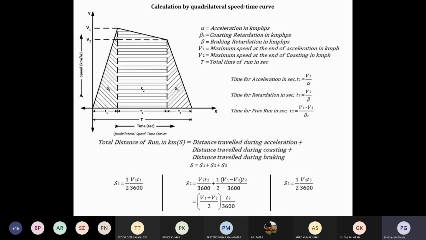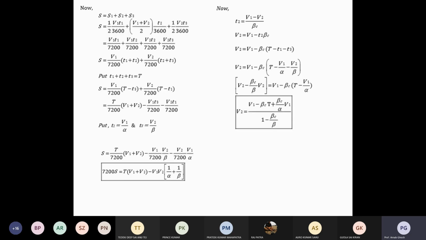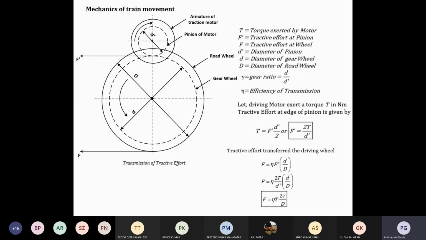Then we can observe the calculation of the quadrilateral speed time curves. This can be observed for suburban and urban transportation. That portion is also used like your previous calculations. First we find the segment-wise distance, then add all of them, and finally you will get the expressions for the total travel distance and the speed of the locomotive.